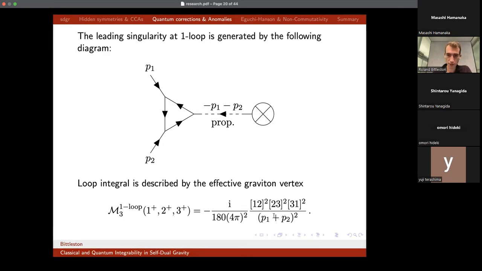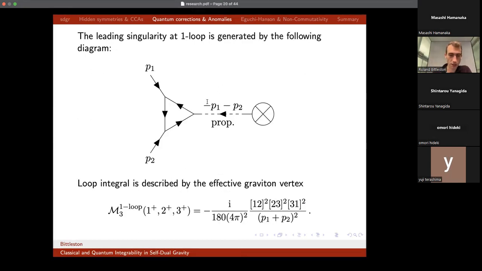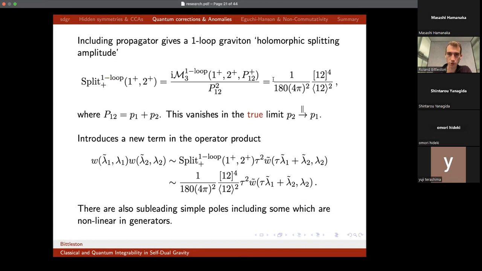You can see that in terms of the angle variables there's going to be a simple pole, but then we need to incorporate the propagator as well. If we do that, we get what I like to call a holomorphic splitting amplitude, which takes this form. And we can check that it's consistent with the fact that in the true limit, where we take the momentum P2 to become fully collinear with the momentum P1, this vanishes. That corresponds to taking square brackets to 0 at the same rate at which we take the angle brackets to 0. And the fourth power beats the quadratic power. So we indeed get the expected result.